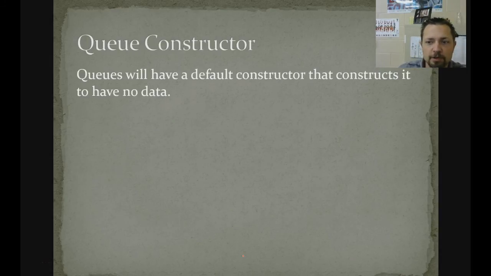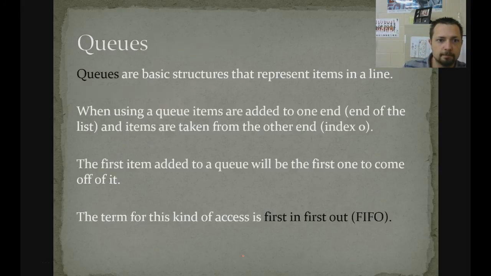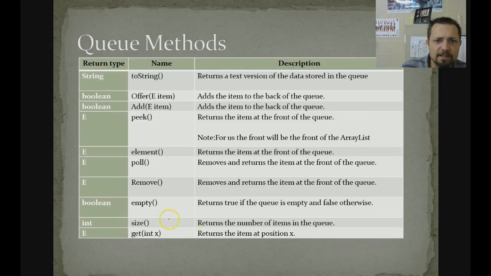Queues have a default constructor that constructs it to have no data. Queue methods. ToString returns a text version of the data stored in the queue. Boolean offer E item adds the item to the back of the queue, and it returns true because there's not going to be any space or error issues. So when you write this method, you can just have it return true.